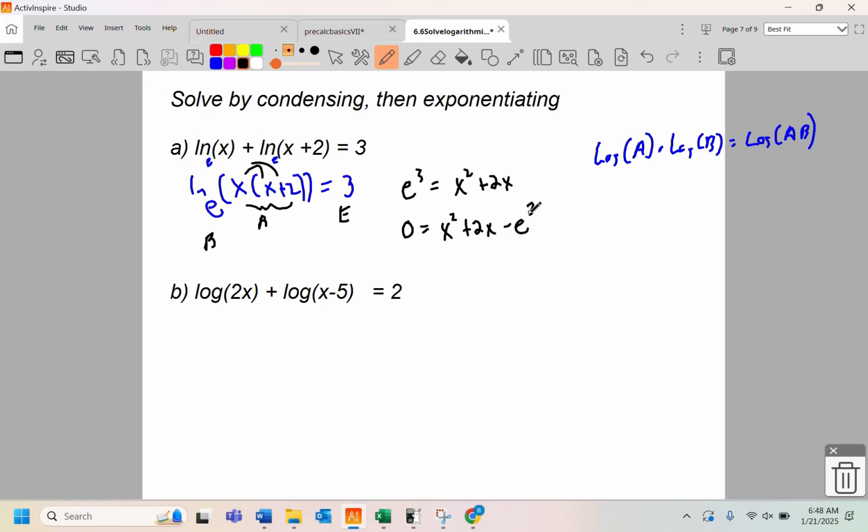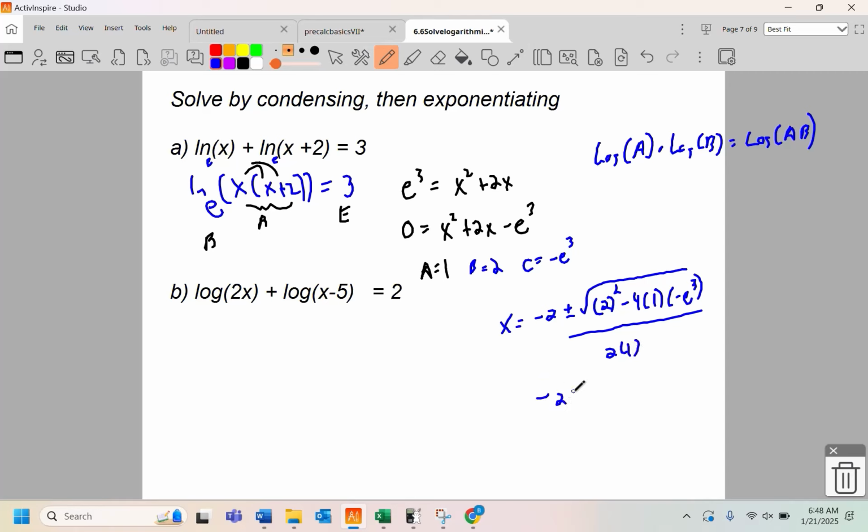Now, how on God's green earth do you solve that thing? How do you do that? You do a little game of x equals negative b plus or minus square root b squared minus 4ac all over 2a. You sing the quadratic formula, kids. a is 1, b is 2, and c is negative e cubed. So again, it's x equals negative b plus or minus square root b squared minus 4ac all over 2a.